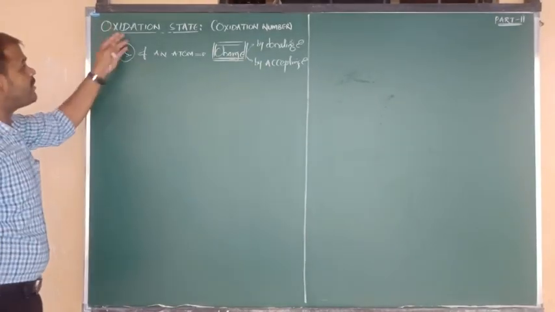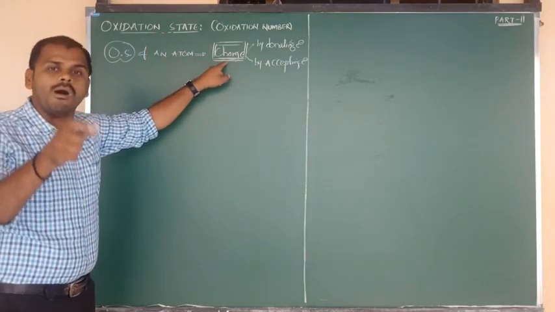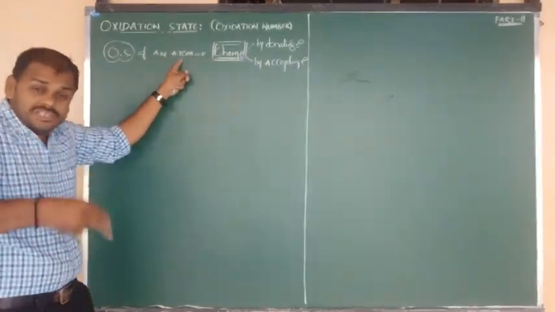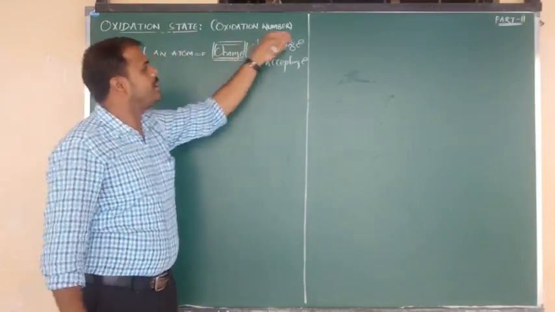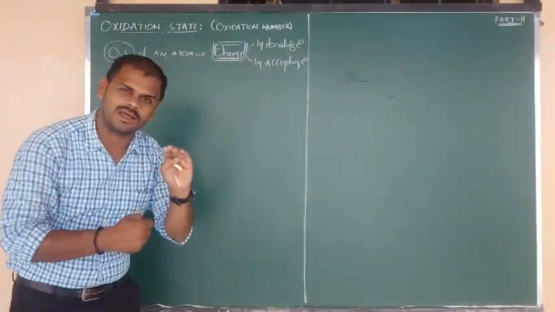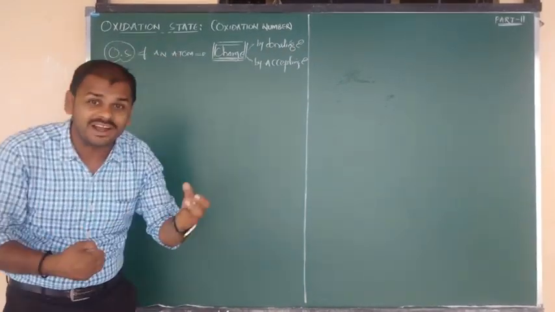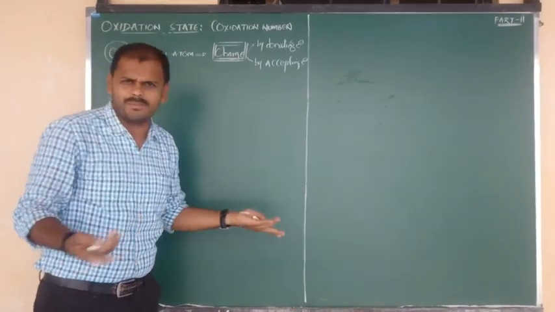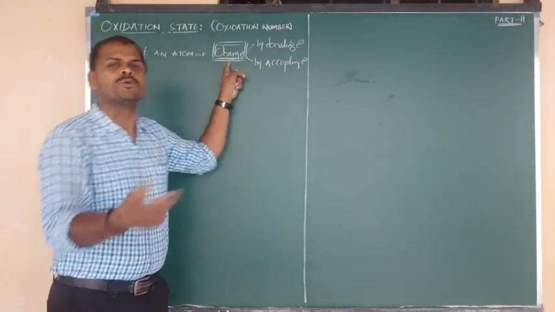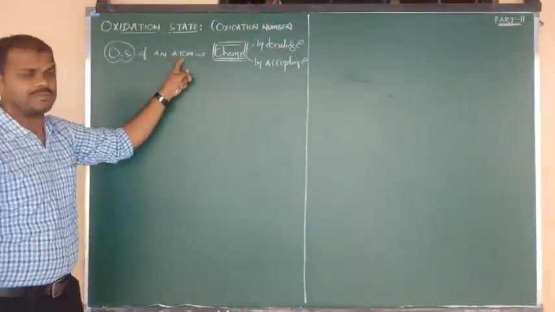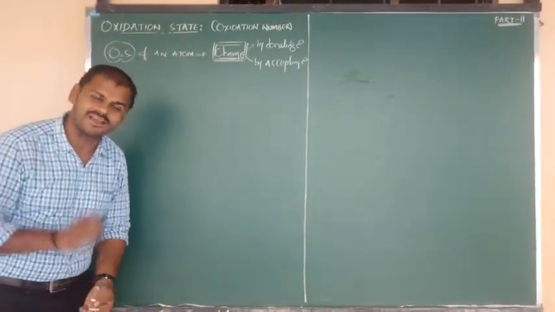So what is meant by oxidation state? Once again, oxidation state is the charge of an atom which arises due to donating of electrons or gaining of electrons. By the donation of electrons, the arising charge is positive. By the gain of electrons, the arising charge is negative. The charge which is produced on an atom is equal to the oxidation state.